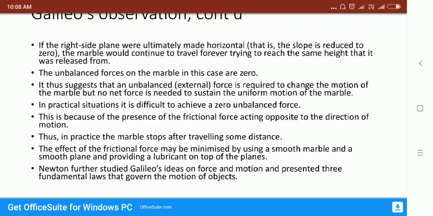And Galileo's observation, which is based on the inclination and declination angles, the horizontal surface and the frictional force, whatever we have discussed, Newton studied further with these observations given by Galileo, and based on that, the three laws of motion were given by Newton, which we'll study further in the next part.